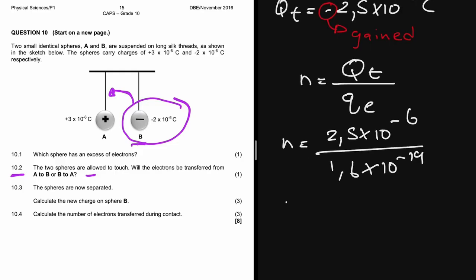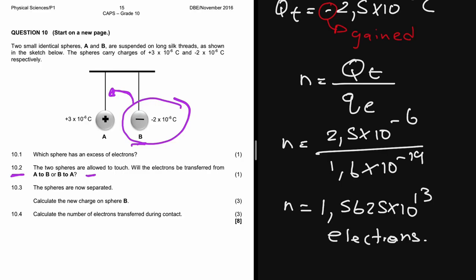When we substitute this in our calculator, we are going to get that the number of electrons that were transferred, dividing by 1.6 times 10 to the power of negative 19, is 1.5625 times 10 to the power of 13 electrons.